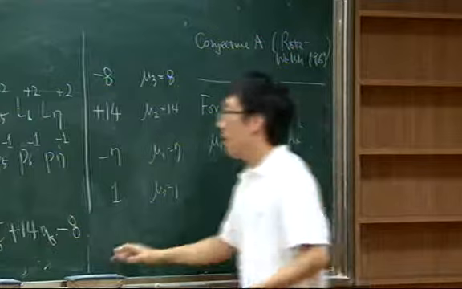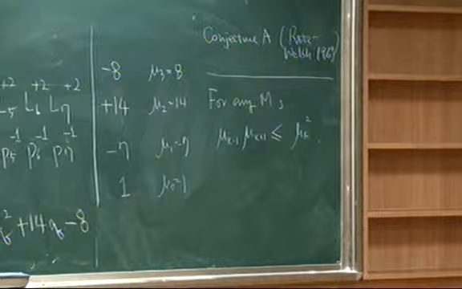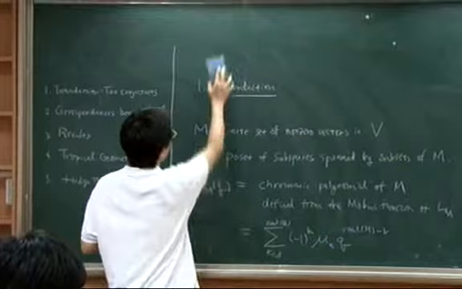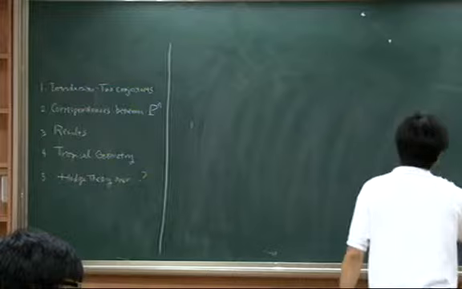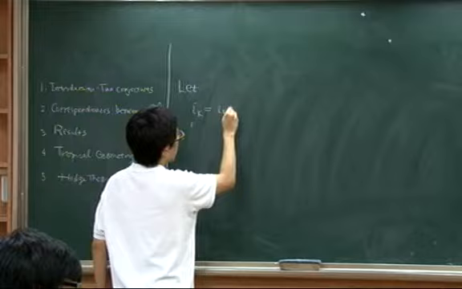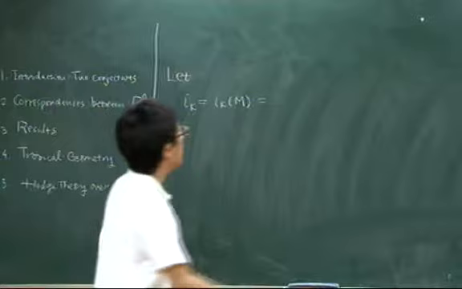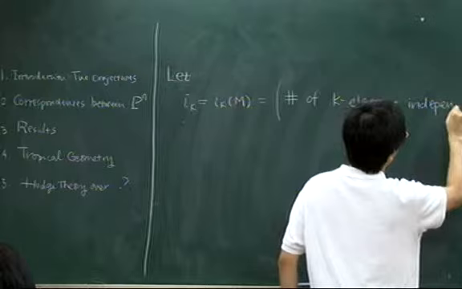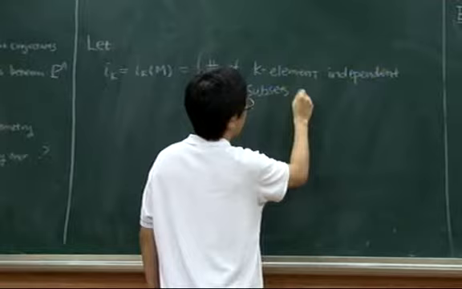Okay, so these numbers, mu, are rather mysterious. So I'll give you far more concrete numbers, which are equally interesting. The second conjecture concerns these numbers, which I'll call I_k, associated to any vector configuration M. And it is defined to be the number of k-element independent subsets of M.